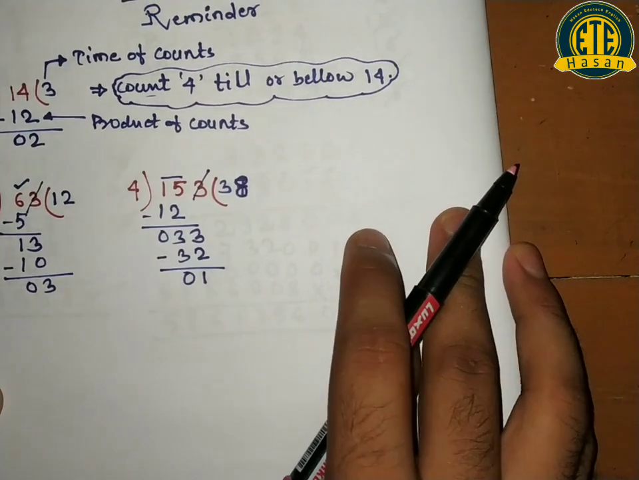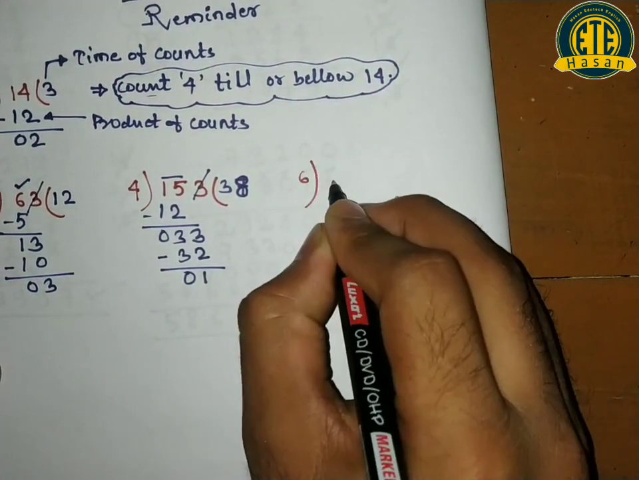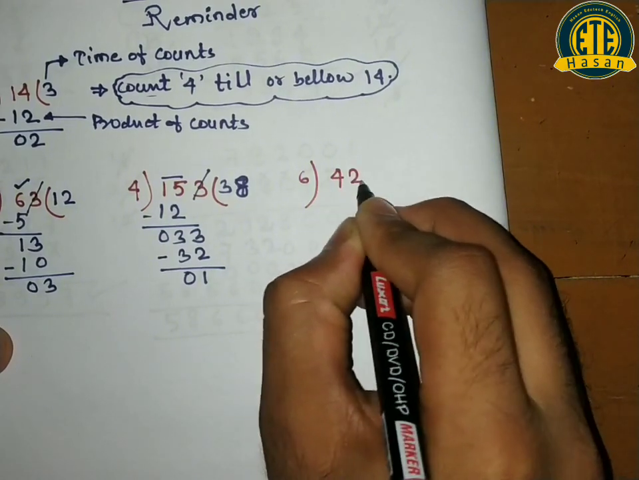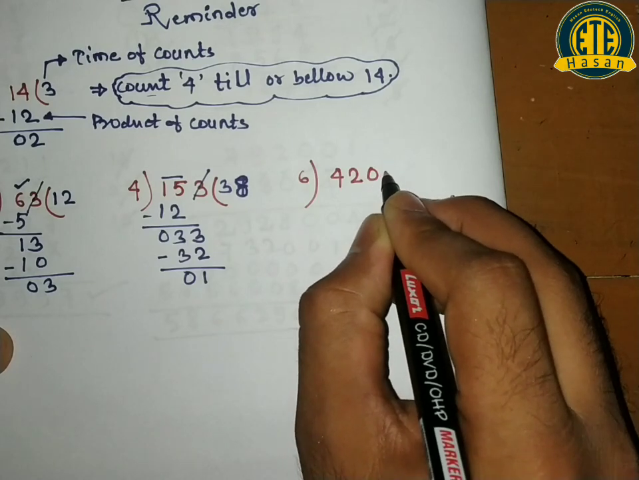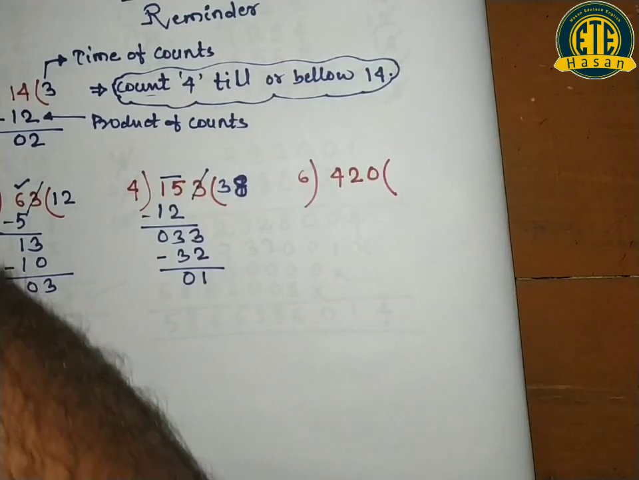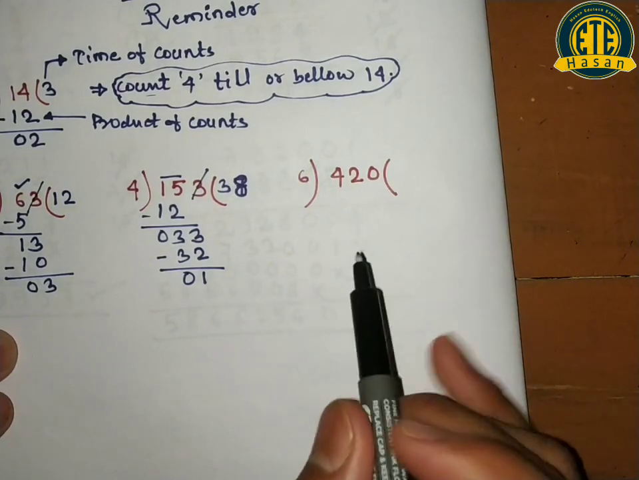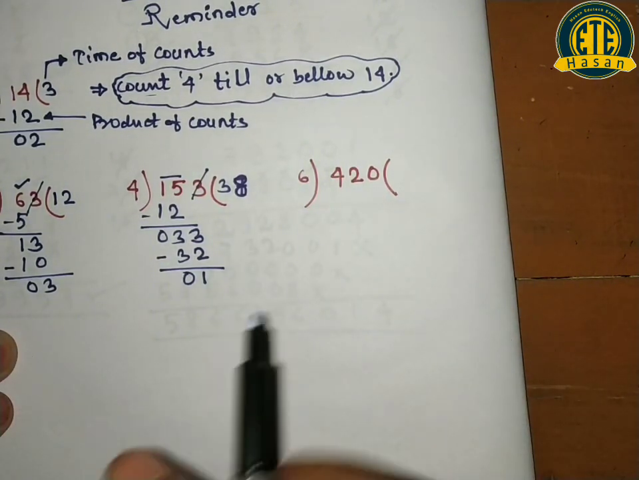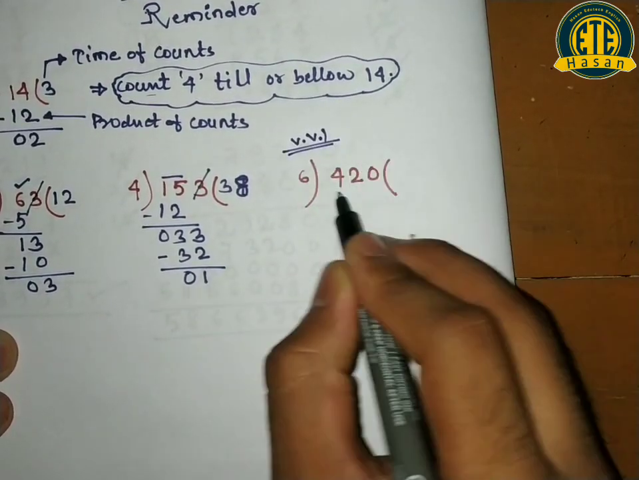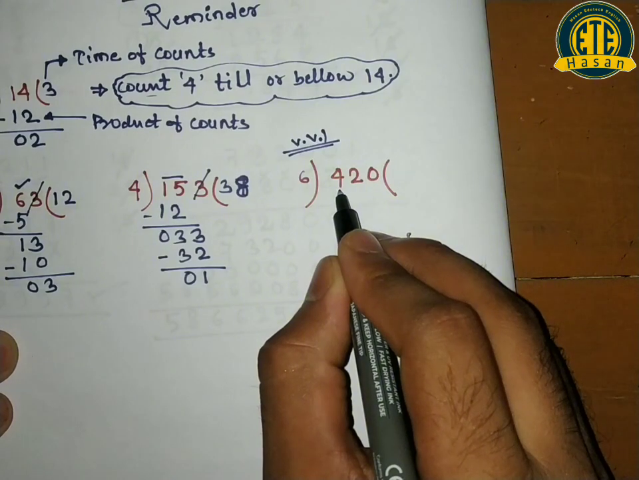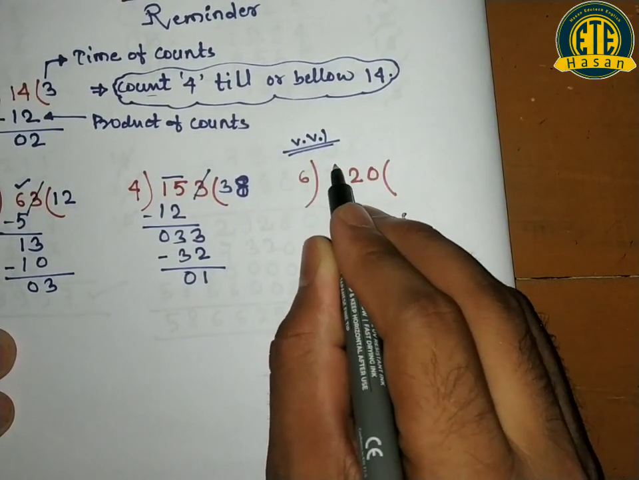Let's take another example, like 6 dividing 420. Let's divide it. Here is the important question. You have to learn some theory or concept from these examples. It is a very, very important example. First number I will take 4. 6 ones are 6, which is greater than 4, so let's count two numbers.